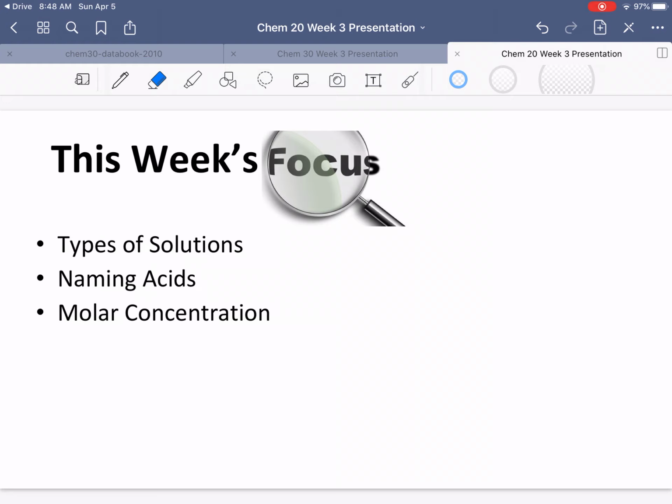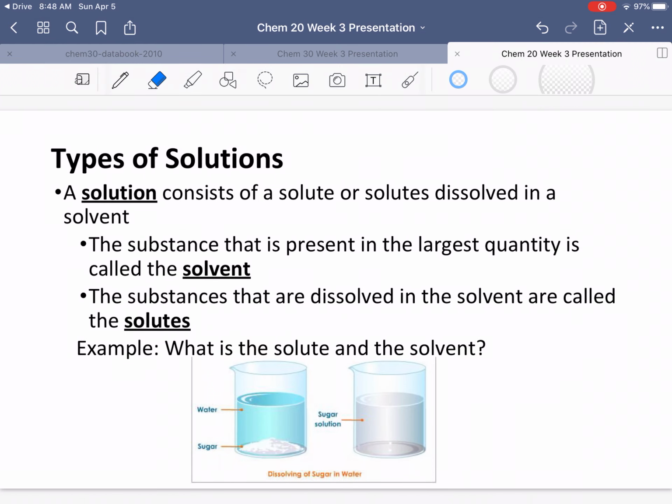So our focus here today is going to be on types of solutions specifically. And some of this is going to be familiar to you, but the way we go about the equations is probably going to feel a little bit different. I'll show you what I mean. So first things first, this is review. A solution in general consists of two items, and you know what these are, a solute and a solvent.